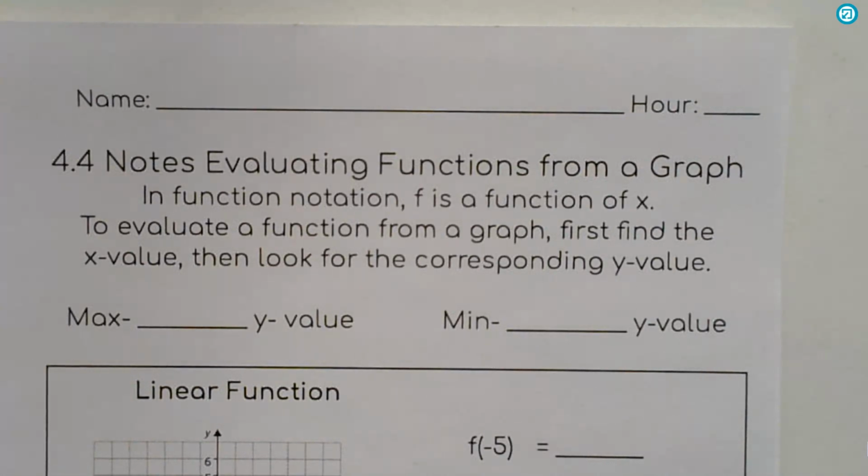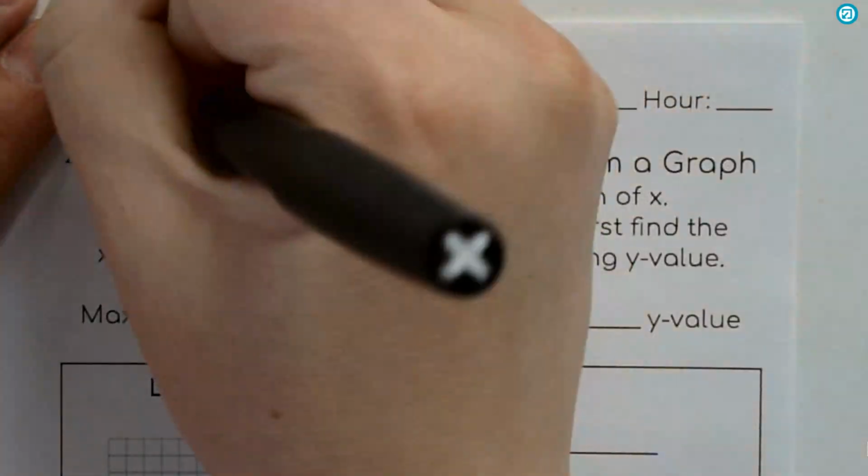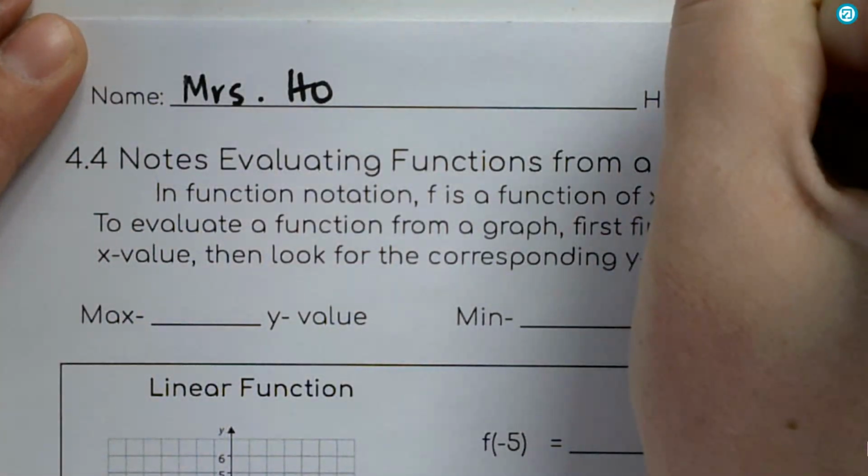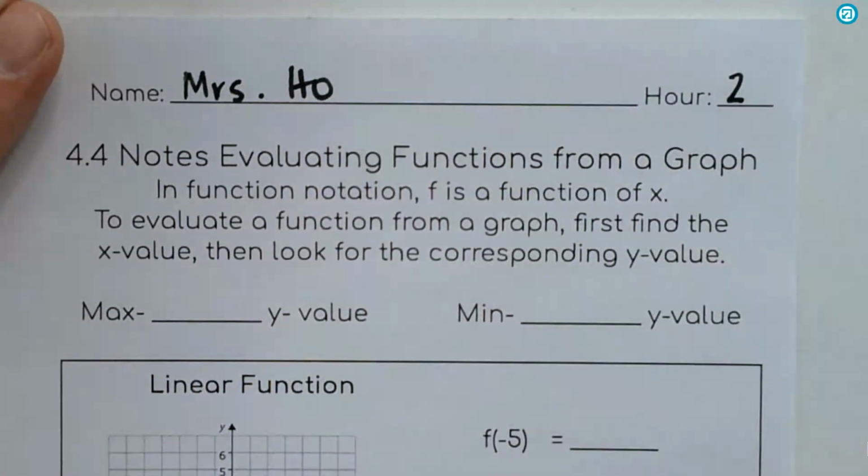So 4.4, we are now evaluating functions from a graph. So instead of giving you an equation, f of x equals something, we're telling you, hey, here's a graph of this function. So go ahead and throw your name on here. And it is still second hour.